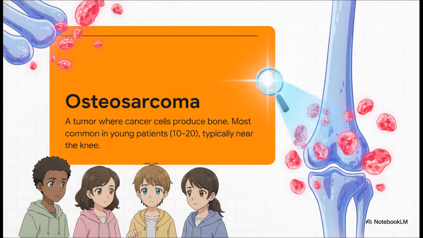Osteosarcoma is a nasty type of cancer where the malignant cells themselves start producing their own shoddy version of bone, or what's called osteoid. The classic patient profile is a teenager or a young adult, and the most common crime scene, by far, is right around the knee.